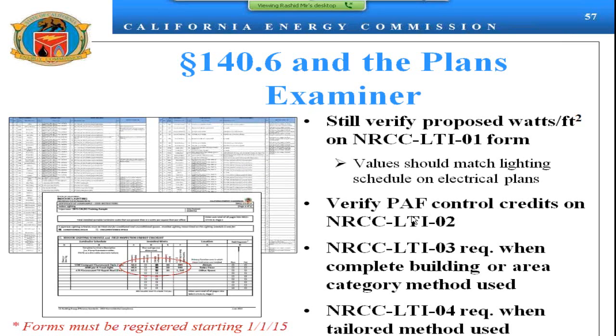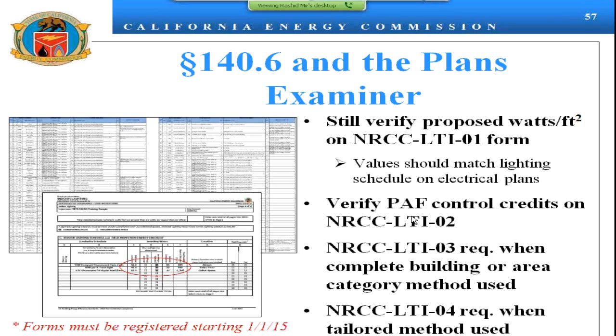As a plans examiner, continuing on for the second bullet here, if PAF control credits are taken, which means they want to reduce the proposed lighting by installing the credits listed in the table, you're going to want to verify that they're specified and match any schedules on the plans. They will be specified on the LTI2 form. The LTI3 form will be required when the complete building method or area category methods are used, and then the LTI4 form will be required when the tailored method is used.